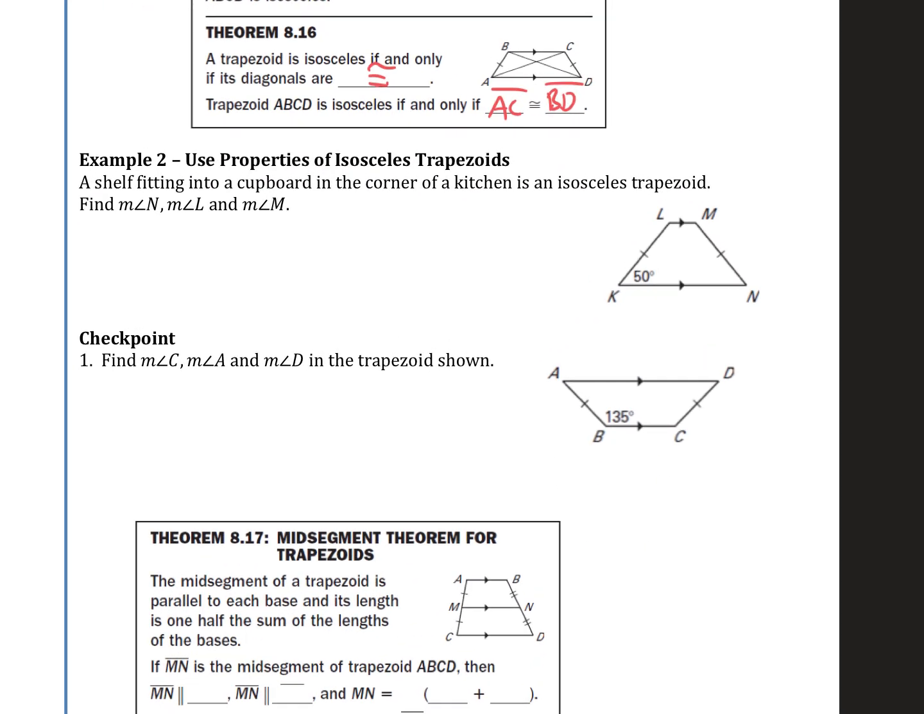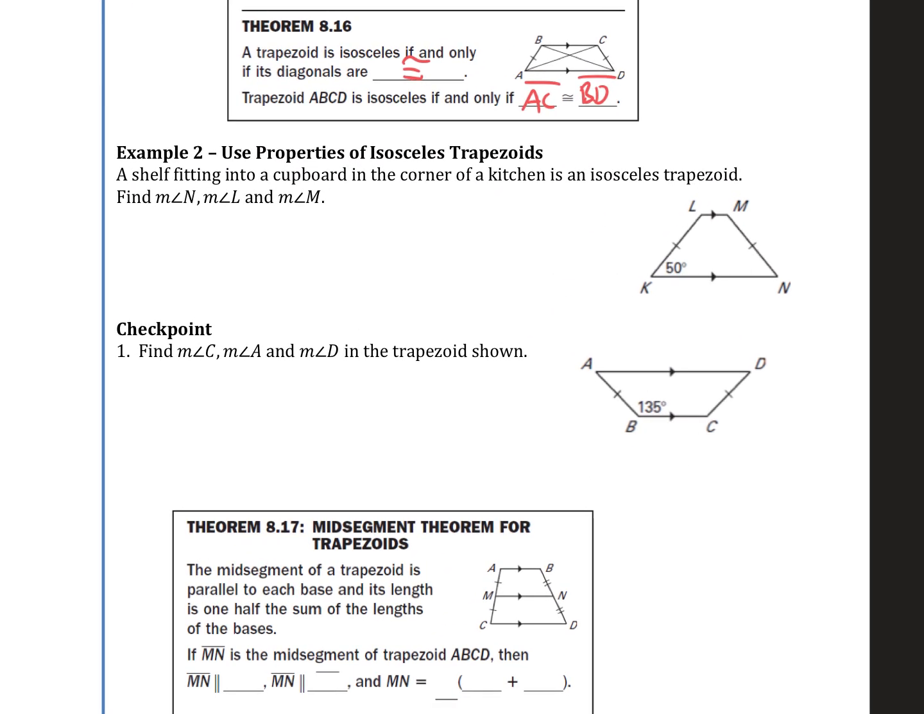It says, use the properties of isosceles trapezoids. A shelf fitting into a cupboard in the corner of a kitchen is an isosceles trapezoid. Find the measures of angles N, L, and M. Okay? So if this is an isosceles trapezoid, and it's isosceles because these are congruent, that means the base angles are congruent, okay? So we know that this K right here is 50. Which angle is also going to be 50 degrees in here? Which one is sharing the same base over here? Hopefully you said it's angle N. So we know that angle N is going to be 50 degrees because it's a base angle. Okay? So angle N is 50 because it's a base angle.